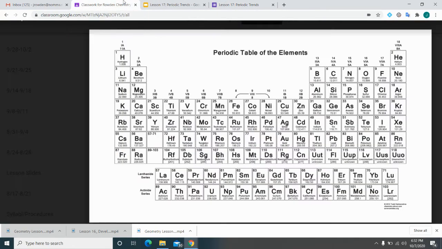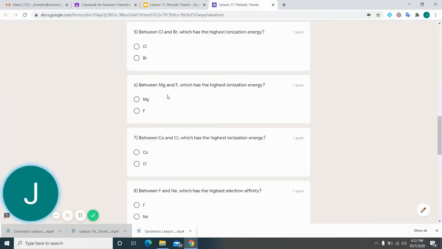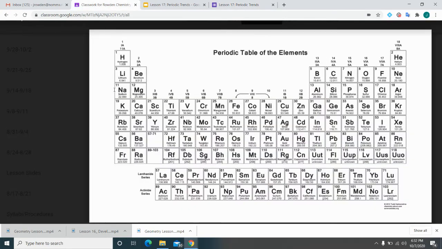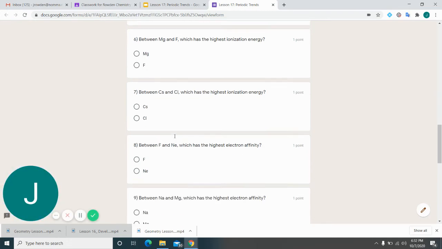Okay, so magnesium and fluorine. Fluorine is upper right, magnesium is down and to the left. Since we are doing ionization energy, the one that's further up and to the right, fluorine, is going to be our answer. And then which one has the highest between Cs and Cl? Cs is way down here in the bottom left, Cl way over here in the upper right. So our answer here is going to be Cl.